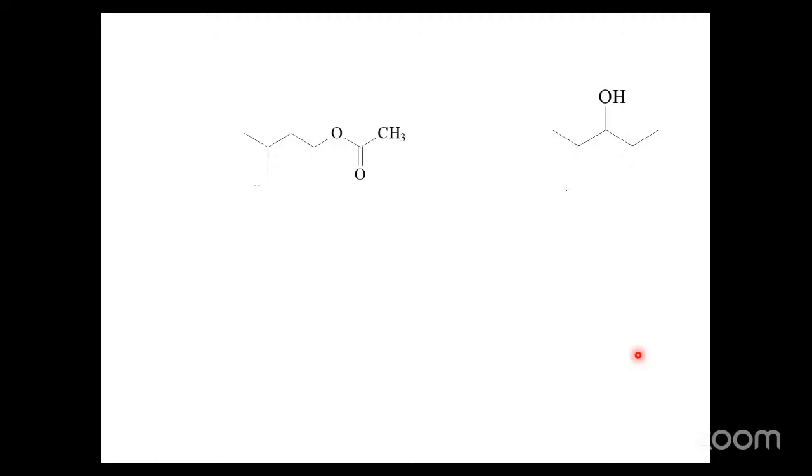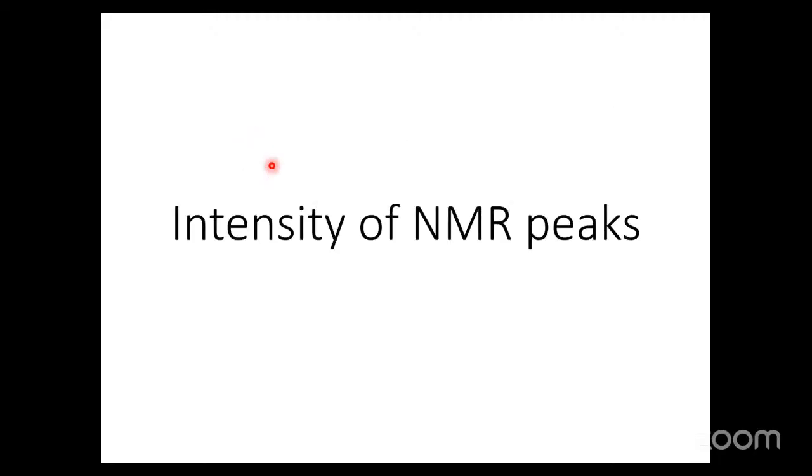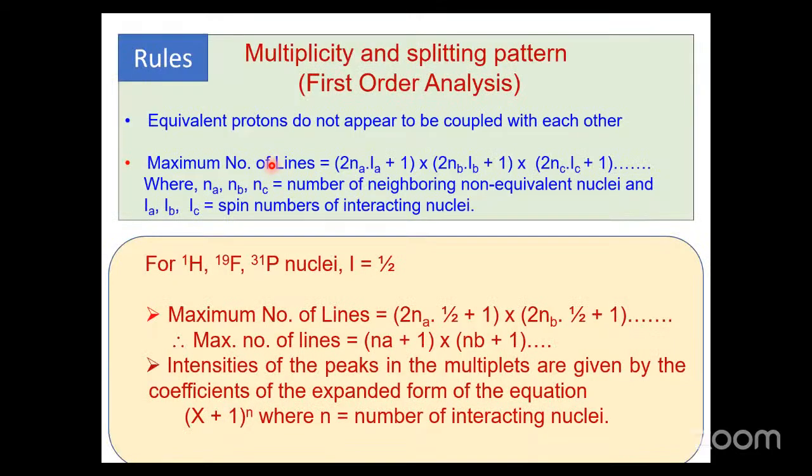Let us see the number of signals over here. These two methyls are equivalent. Coming to the intensity of NMR peaks, we already know the first order analysis rules for the H1 NMR, isn't it?